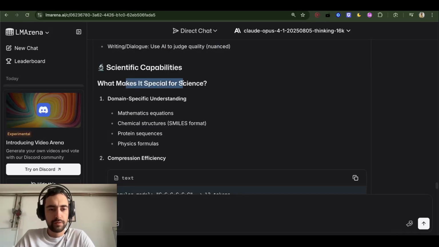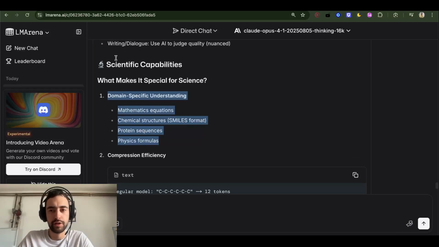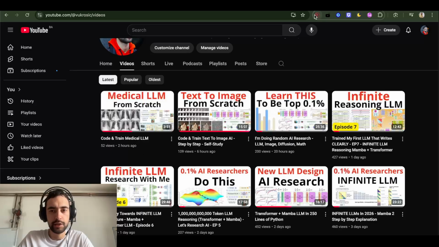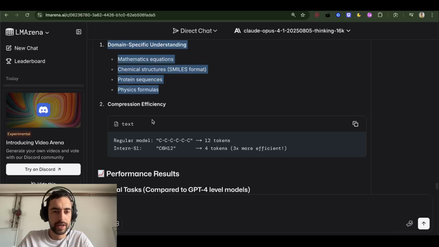What makes it special for science? Domain-specific understanding, mathematics equations. So it's just been trained on this data, that's what it means. Chemical structure, so they just somehow created this data. Protein sequences, physics formulas. We can do this. This is not so difficult. We just change. Here I have model I trained on medical data. We just need to create this data, which is not too difficult. Any programmer can do it.